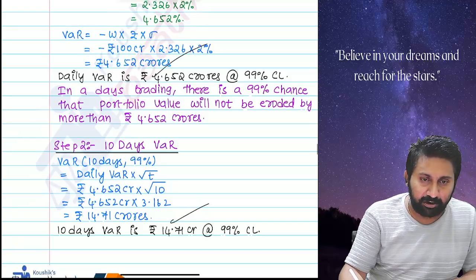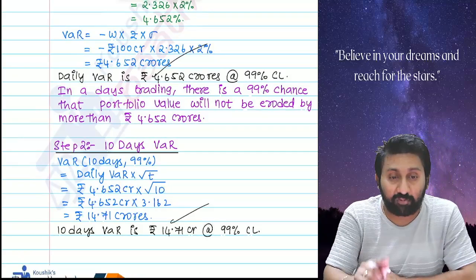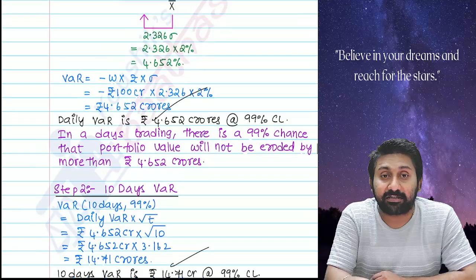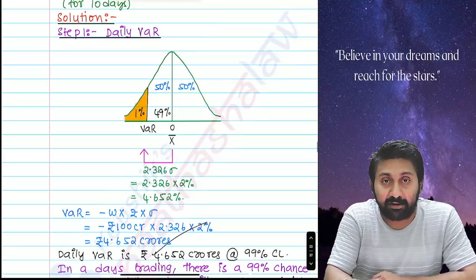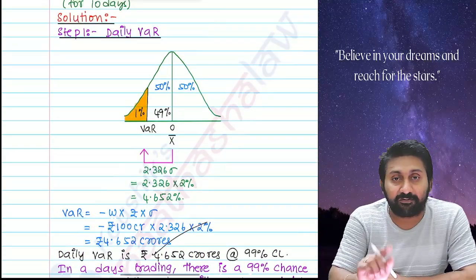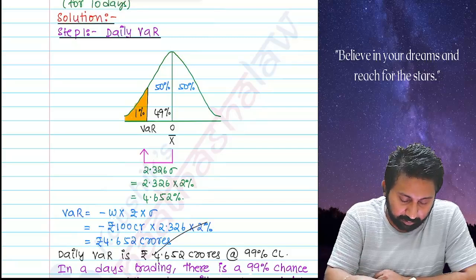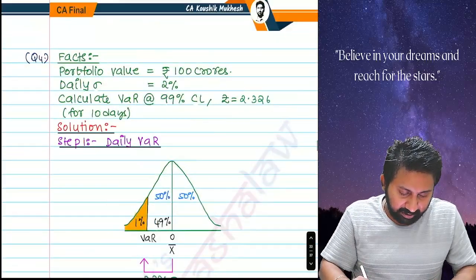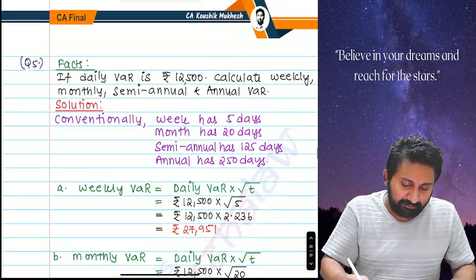Are you understanding the point or not? Whenever they give a question on 10-day VAR, 15-day VAR, etc., don't directly take it. Multiply with the square root of t, not with t. Understood the point or not, everyone? Okay, done. Next, question number 5. Let us take this.